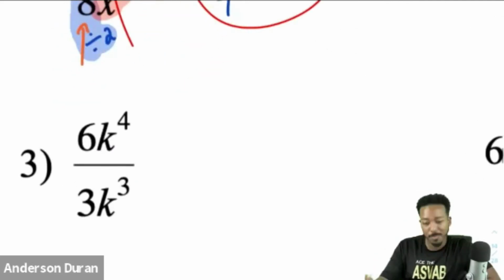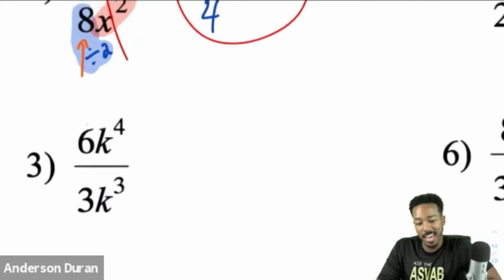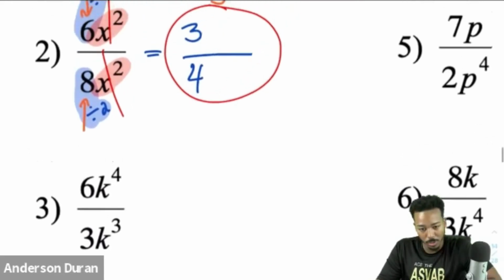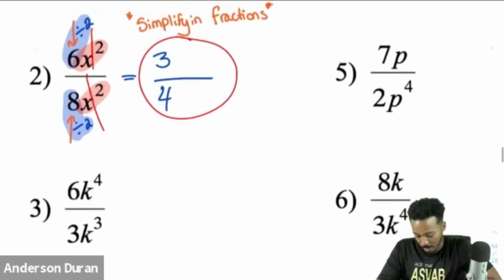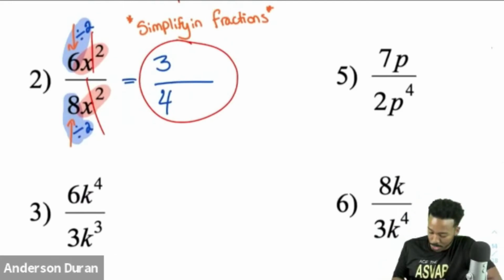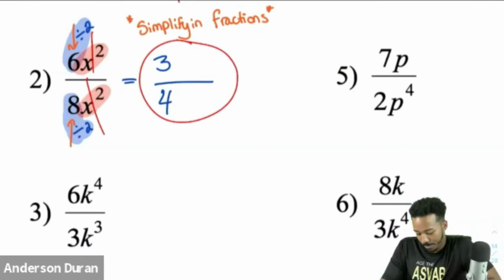So number 3, we got 6k to the power of 4. And I see that we need to make sure that we can see up top there. I got y'all. There we go. So number 3 is what we're focusing on right here. So we have 6k to the power of 4 divided by 3k to the power of 3.